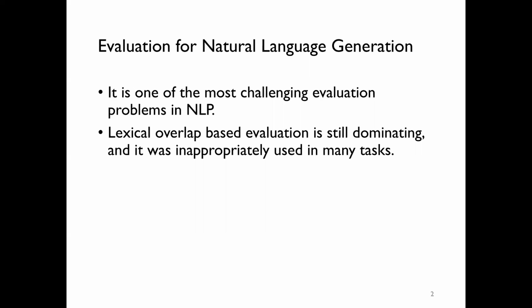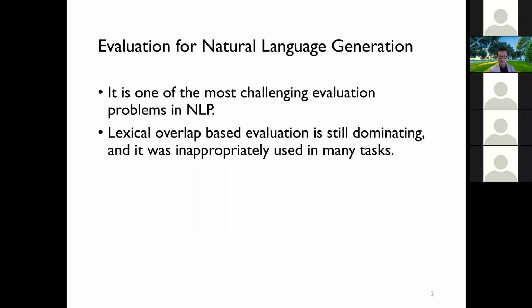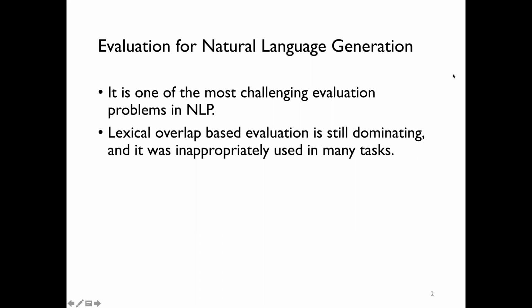We've been using a lot of lexical overlap-based evaluation, and BLEU was invented a long time ago, but it is still dominating. I think the issue is really that it was inappropriately used in many different ways in very different tasks, in addition to machine translation. BLEU was designed for machine translation, but unfortunately, some of these lexical overlap evaluations also went to other NLG problems, and I'll tell you why there's an issue.